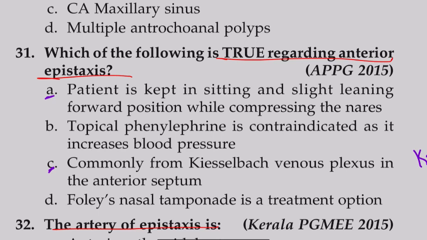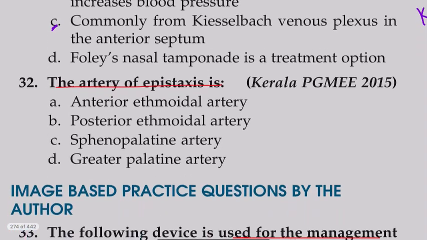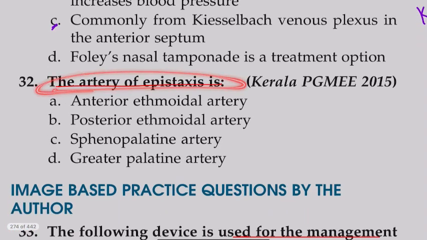Commonly formed Kiesselbach's venous plexus in the anterior septum. Yes, it is right. Foley's nasal tamponade is a treatment option. No, it is not right. So A and C are the right answers. The artery of epistaxis, I have already said, is the sphenopalatine artery.